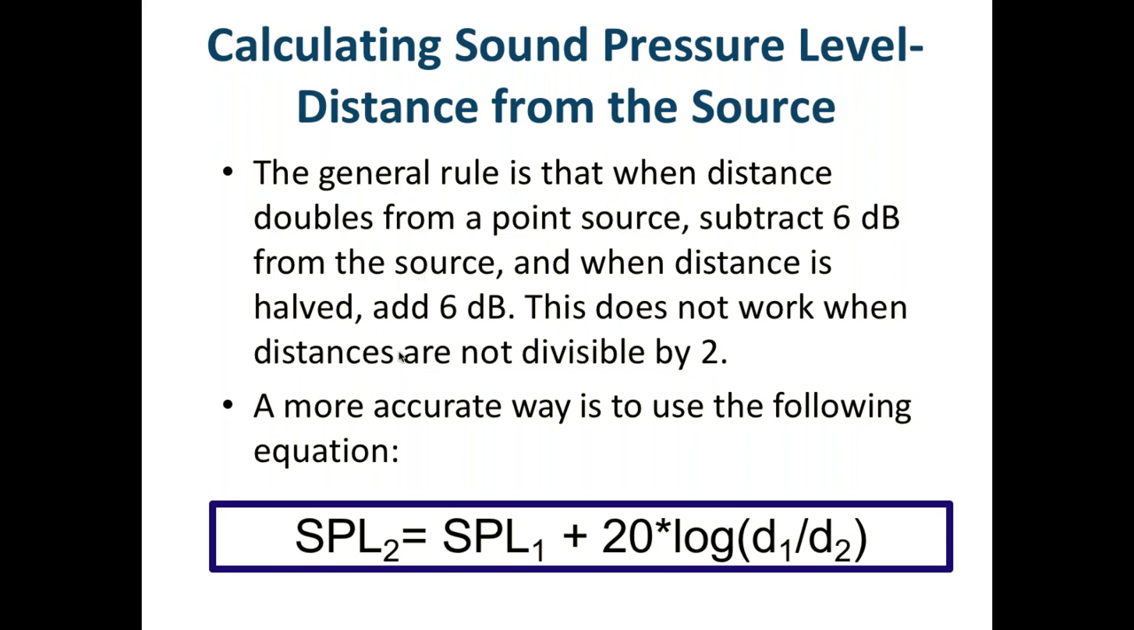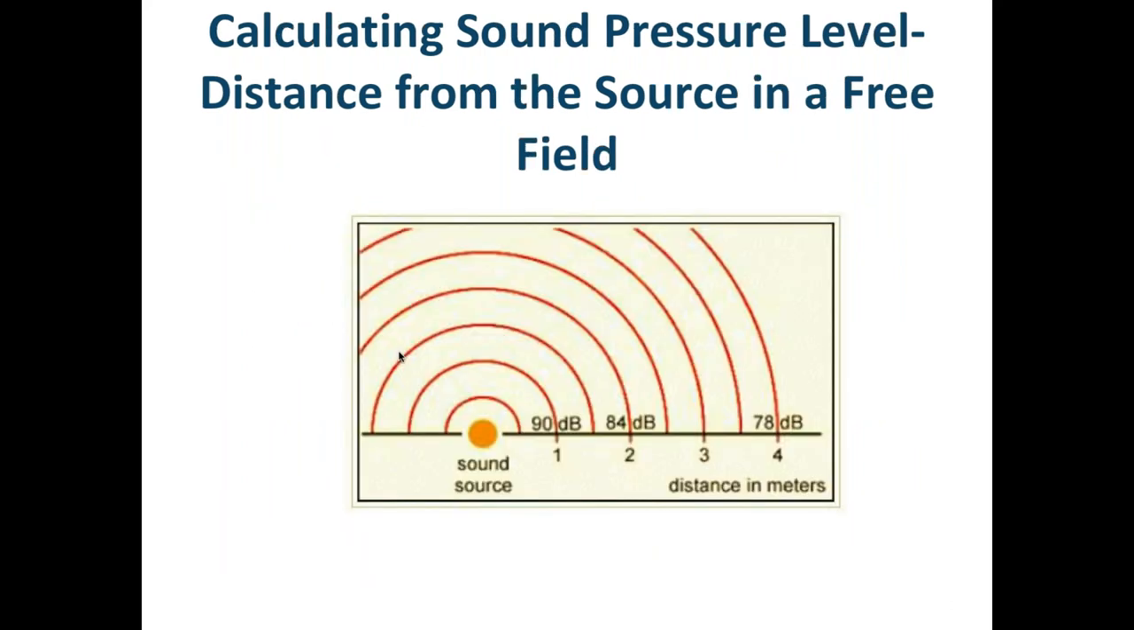So we have a formula. Sound pressure level 2 is equal to sound pressure level 1, the starting sound pressure level, plus 20 times the logarithm of the ratio of the two distances. Let's take a look at that. Here's the sound source. If 1 meter away, we measure 90 decibels. If we go 2 meters away, we then measure 84 decibels. If we go 4 meters away, we measure 78 decibels.